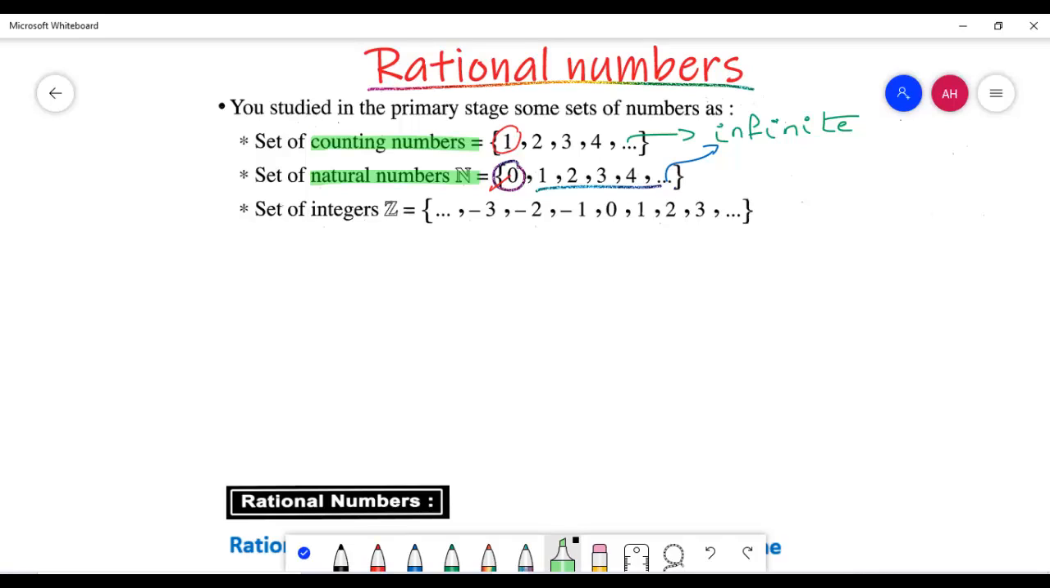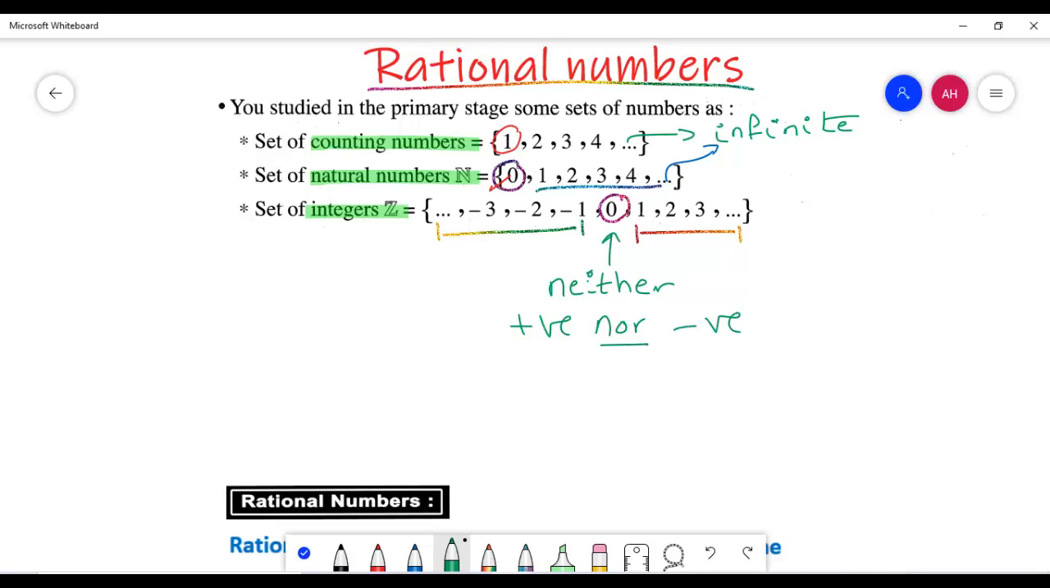The other set that we studied before was the set of integers. The set of integers consists of 0, positive whole numbers, and negative whole numbers. And please remember, 0 was neither positive nor negative. What is the meaning that 0 is neither positive nor negative? It's not a negative number and it's not a positive number.